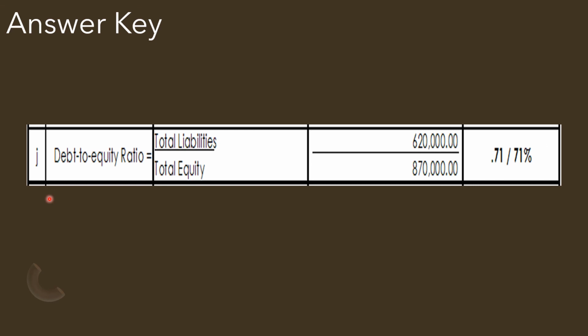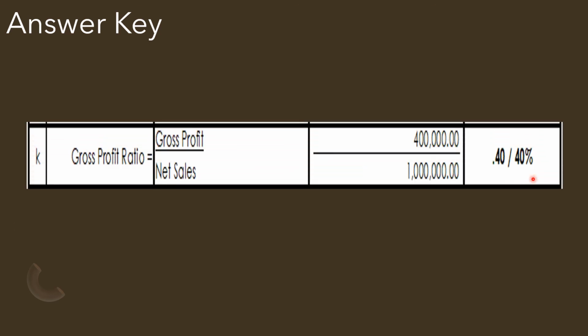Next, you have debt to equity ratio. Your numerator is total liabilities and your denominator is total equity. So liabilities, look at your statement of financial position, that's 620 over your total equity of 870. Divide mo lang siya. Answer can be 0.71 or 71%. That's okay. Next, gross profit ratio.